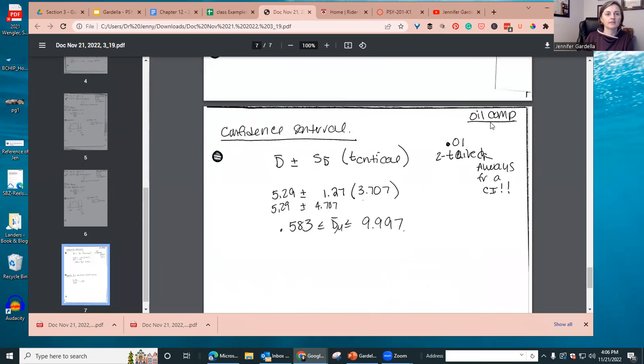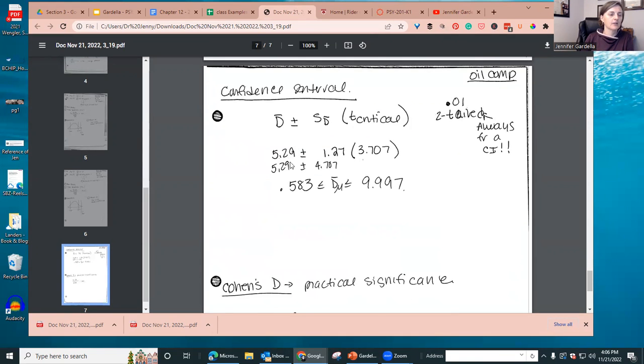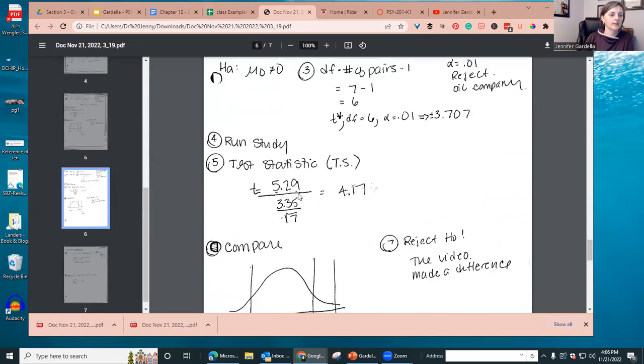So here's the oil company again, and here's their confidence interval. So it's the difference plus or minus the standard error with a critical value. And I did a two-tailed confidence interval this time. So at 0.01, remember, always use the two-tailed value for a confidence interval. Okay, it's 5.29 plus or minus 1.27 times 3.707. Here's your critical value at 0.01, two-tailed. And this is your standard error, which we computed.